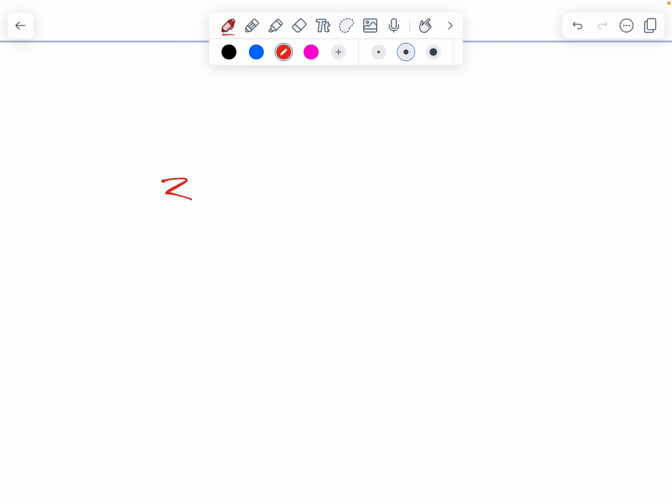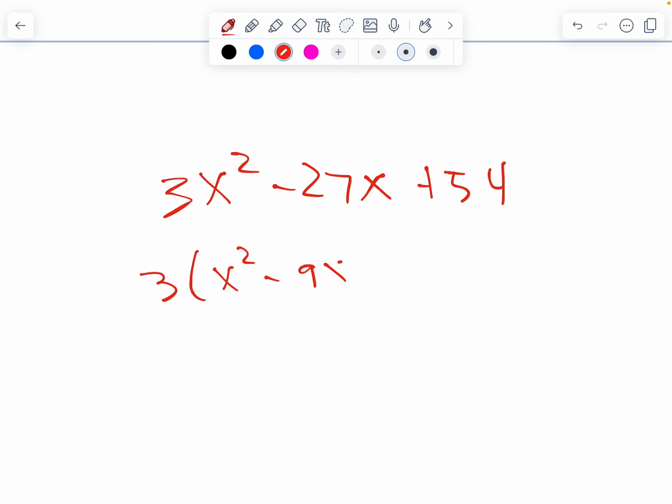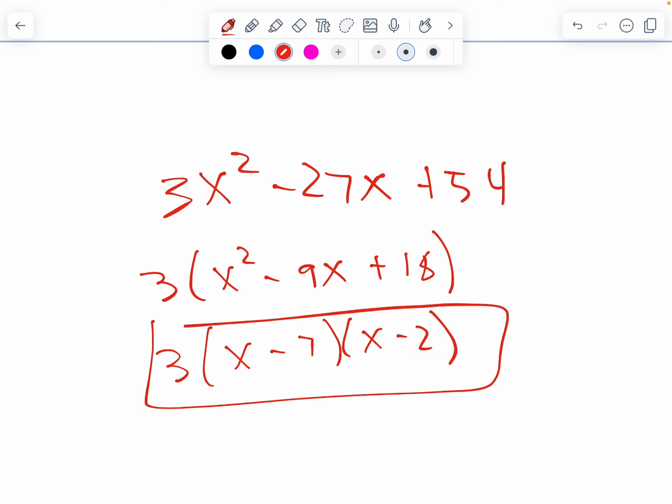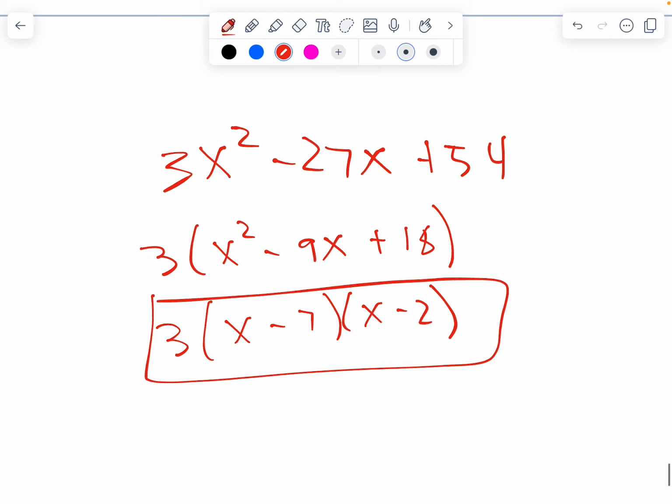Let's do another one. 3x squared minus 27x plus 54. Go ahead and give this one a try on your own. And if you factored out a 3, that's exactly right, because 3 is a factor of everything there. And now that we have the 3 taken out of it, we can continue to factor this just like we did before, and this is how you would write your final answer. Now it's completely factored.